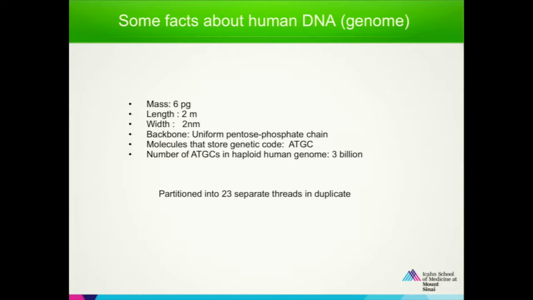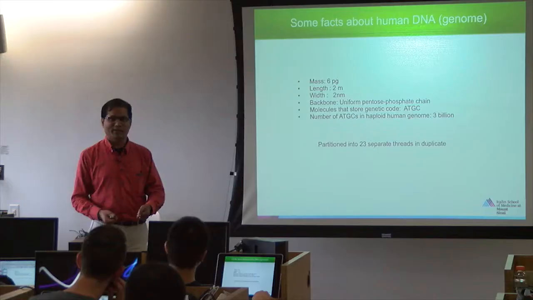So just to understand the complexity, we are going back ourselves to the late 80s. Let us think that we are in the late 80s. At that time, we are thinking of sequencing a human genome instead of sequencing a gene. We are sequencing the entire human genome. How do we do that?